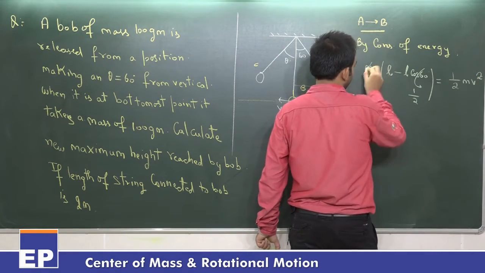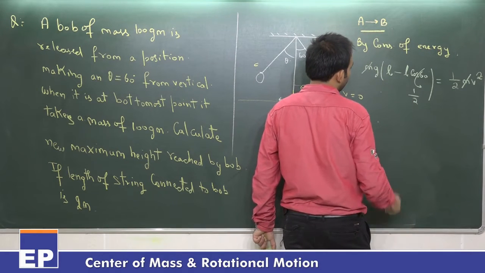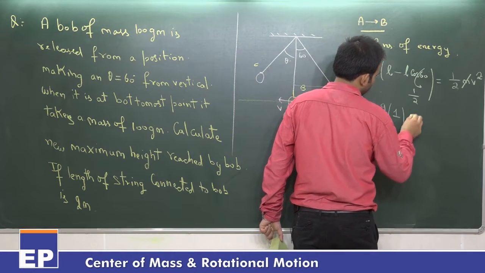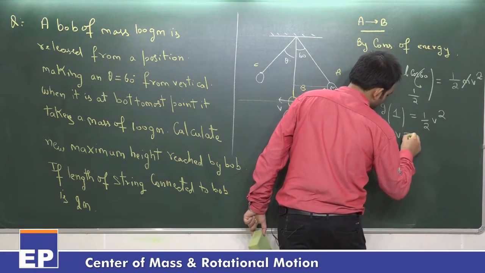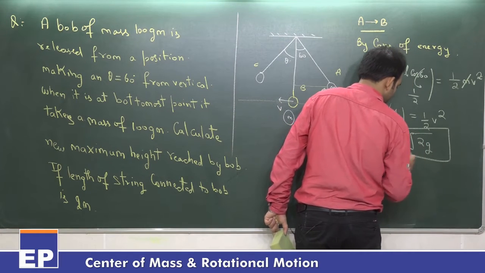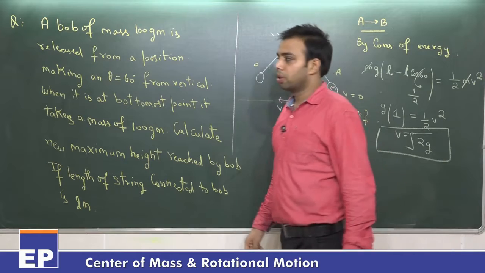It is equal to half mv square. So it will become what? m and m will cancel out. L minus L by 2 is equal to L by 2. So g into L by 2. L is 2 meters, so it will be 1. It is equal to half v square. So v is equal to root 2g. So it moves with root 2g meter per second.